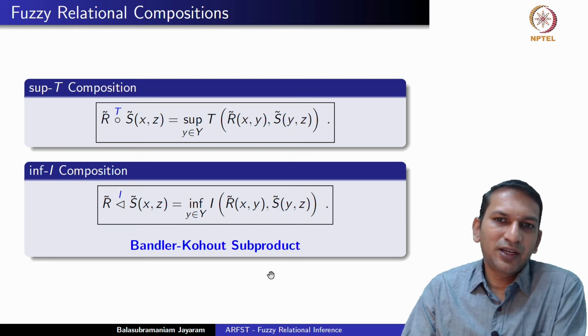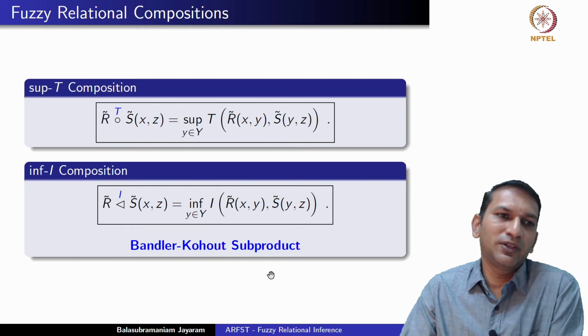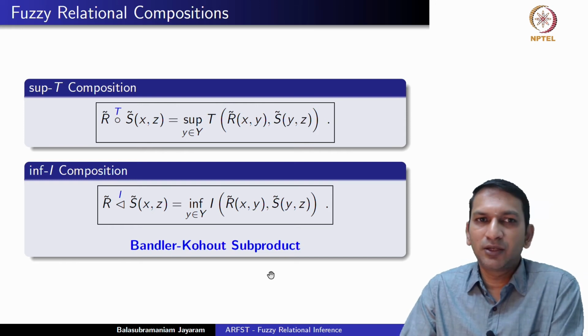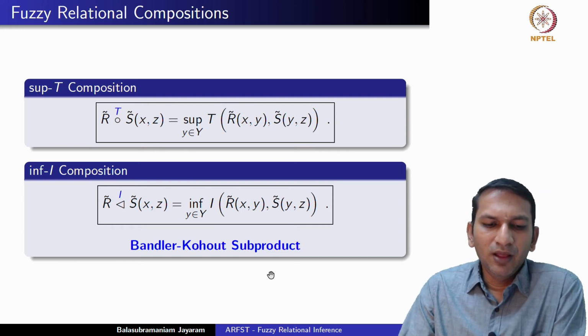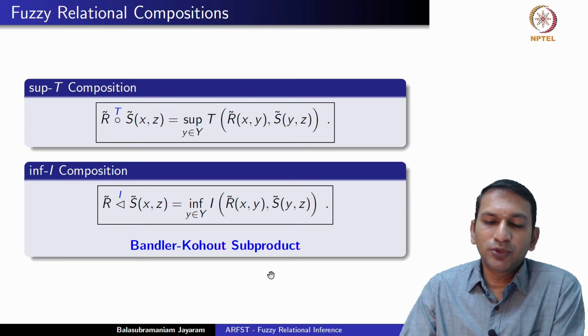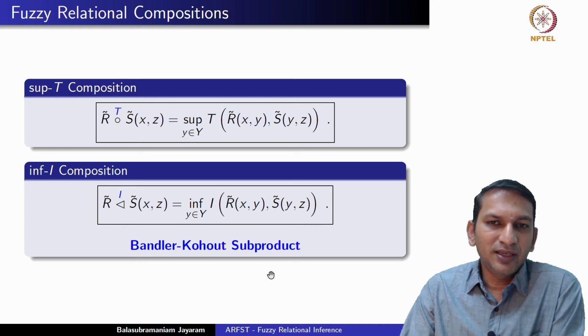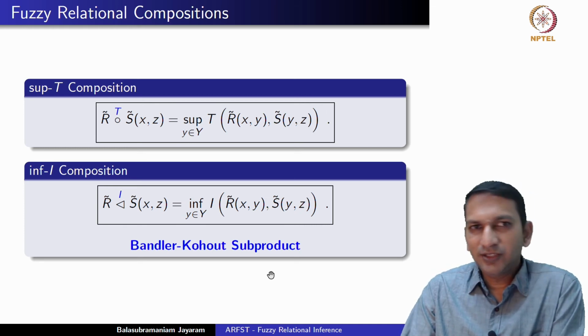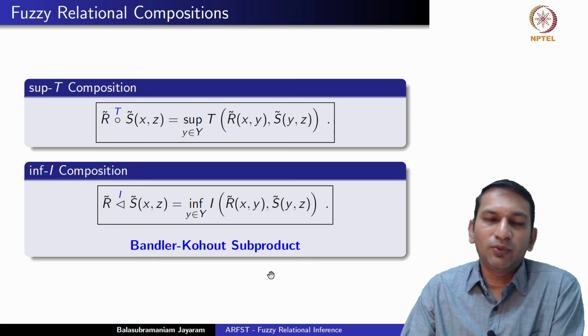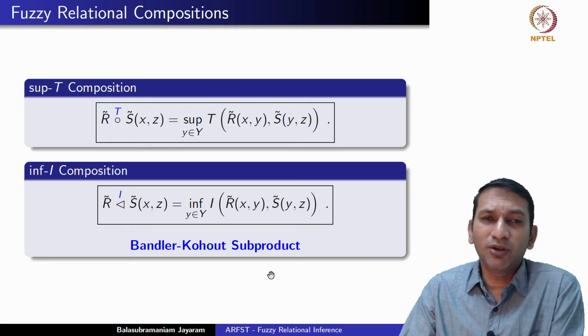Note also that this composition was proposed by Bandler and Kohout in one of their works, and it is also called the Bandler Kohout Subproduct. Okay, now we are wanting to explore whether these two compositions could help us in an FRI. But note that here we actually have relations which are from x cross y to y cross z. So these are the two that we are composing to get a relation on x cross z.